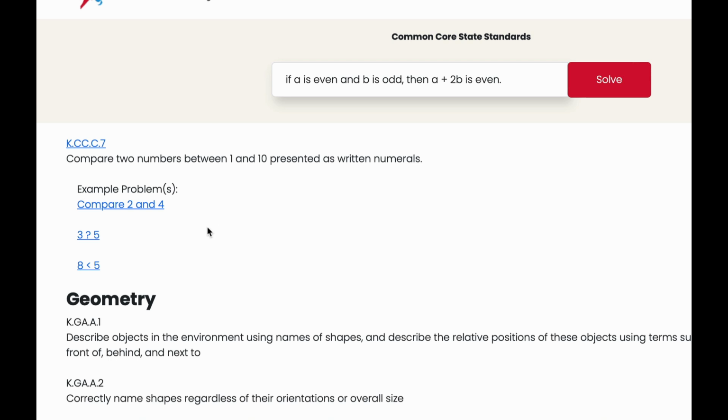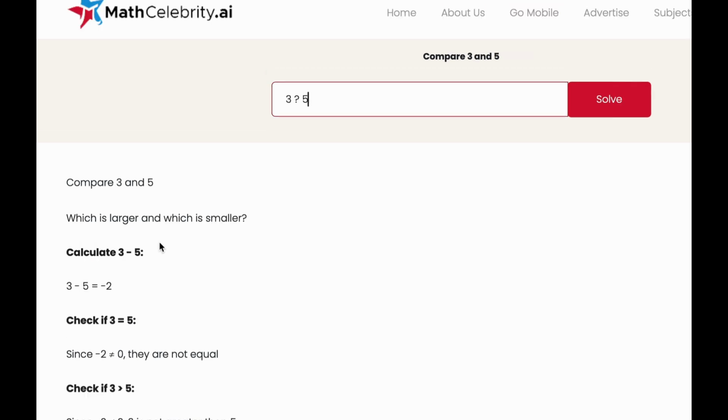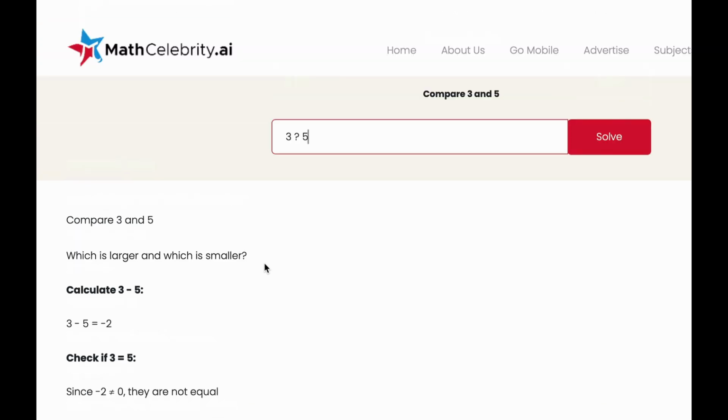Next, sometimes the situation will present itself as a question mark, and you're supposed to guess. So 3 is what to 5? Let's click that. It runs the problem.